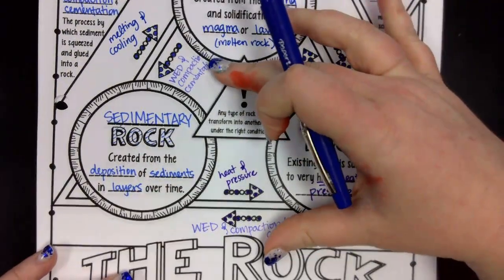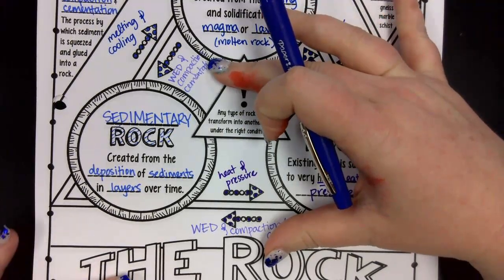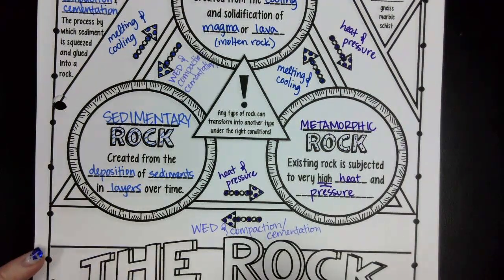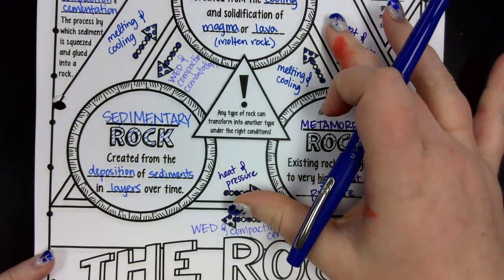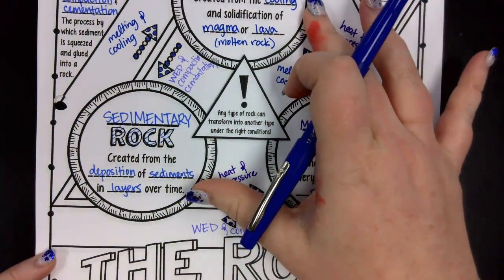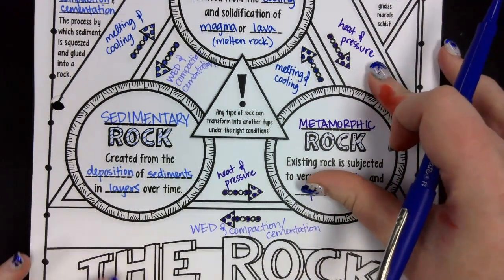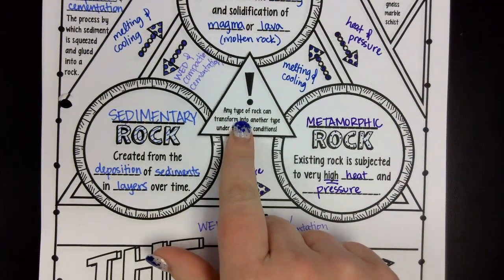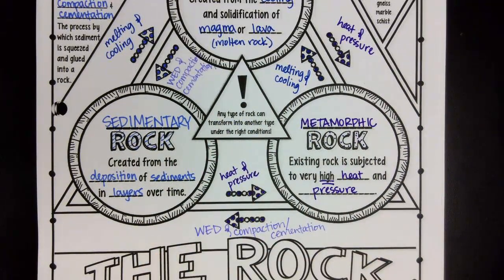Weathering, erosion, deposition, compaction, and cementation are all going to lead us to our sedimentary rock. Heat and pressure, no matter which rock type we are starting with, are going to lead us to a metamorphic rock. So, now that we've got our 3 rock types laid out here, I do want to mention that it says any type of rock can transform into another type of rock under the right conditions.